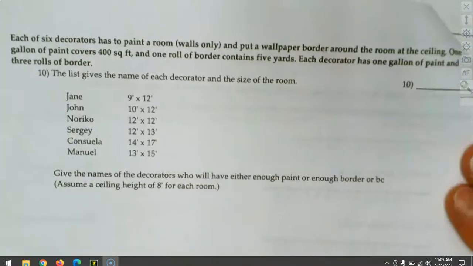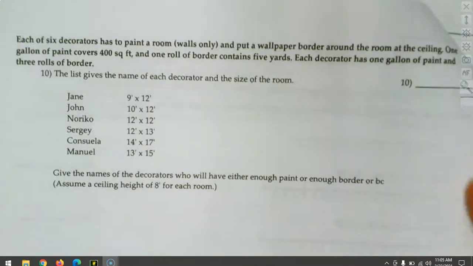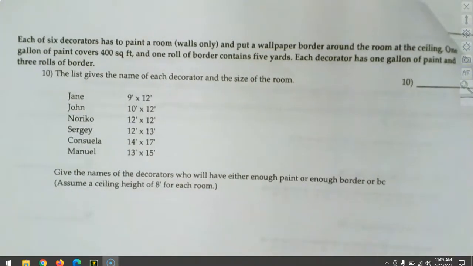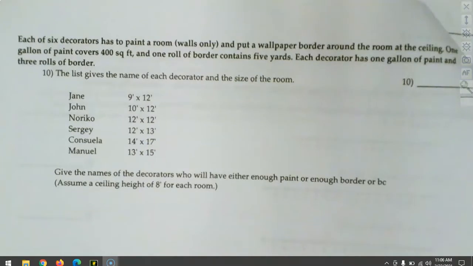So let's read the directions, because it's very important that we read the directions on this. Each of 6 decorators has to paint a room. So we're only going to paint the walls, and then put a wallpaper border around the room at the ceiling. Now, 1 gallon of paint covers 400 square feet, and 1 roll of border contains 5 yards. Each decorator has 1 gallon of paint and 3 rolls of border.